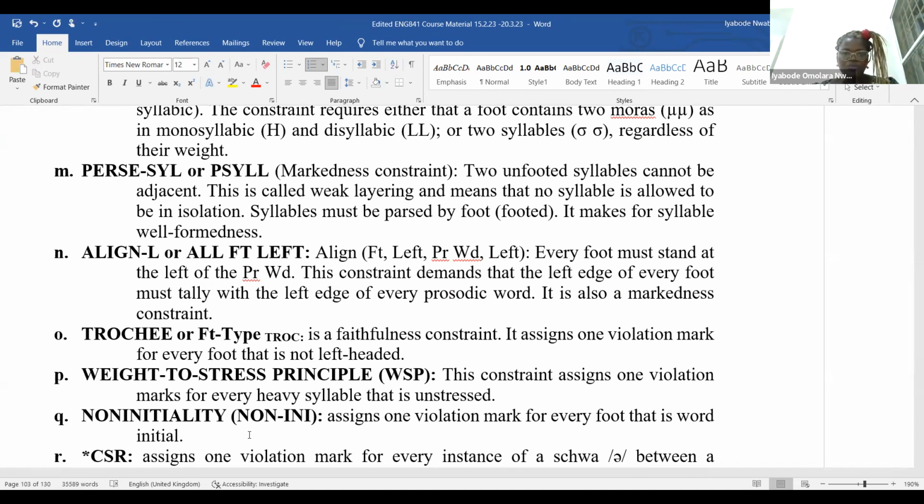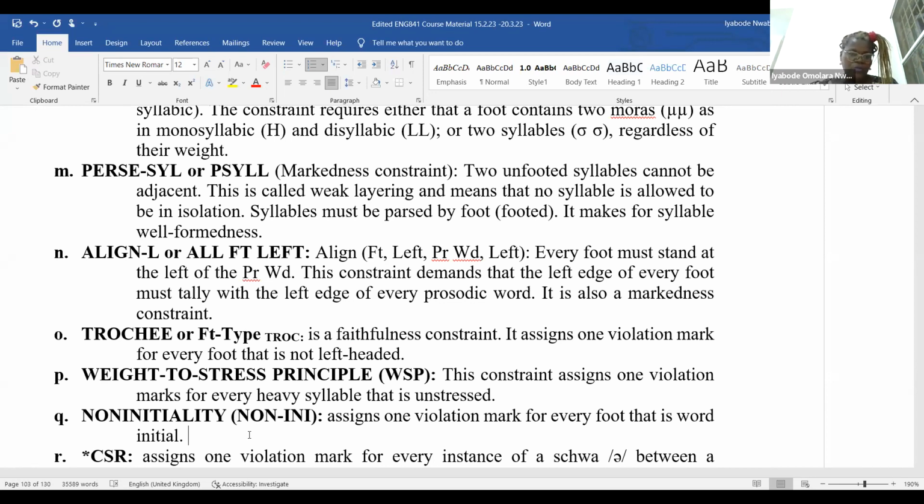Now that one is a heavy route to play. Markedness constraint, two-footed and footed, so persistil or pre-seal. The ALIGN-L or align feet left: every foot must stand at the left of this. I don't want to draw attention to all these things now. I'm not telling you to memorize them. You take time and study them if you want to study phonology.